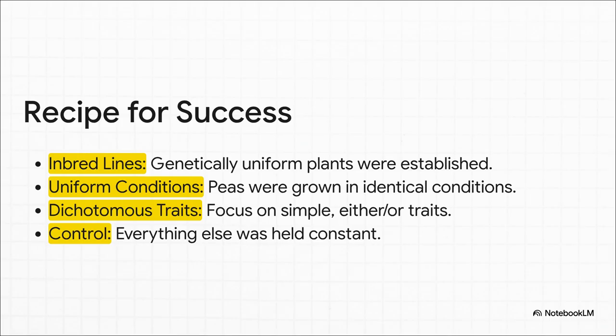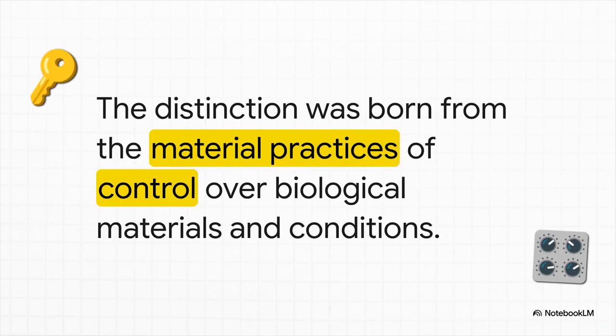So just think about what's really happening here. The magic of this method is that you are systematically stripping away all the messy complexity of the real world. You're getting rid of genetic diversity. You're getting rid of environmental changes. You're focusing only on simple either-or traits. The whole thing only works because everything else is held perfectly still. The secret ingredient, the key to the whole thing, was control.